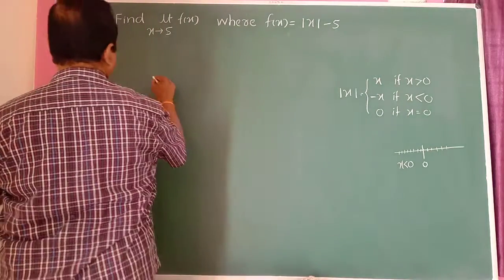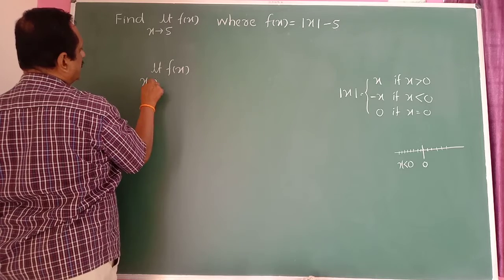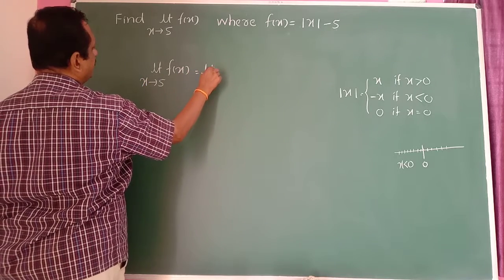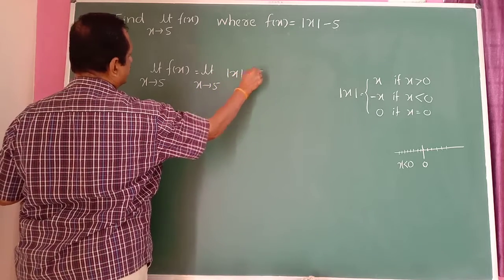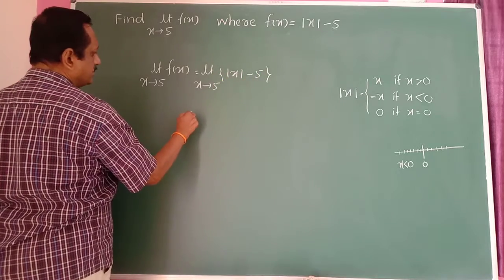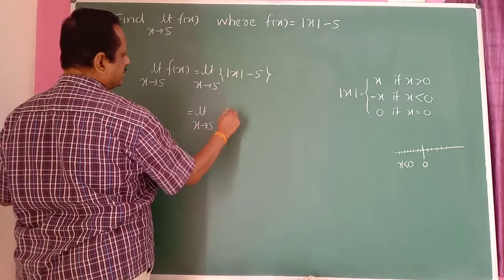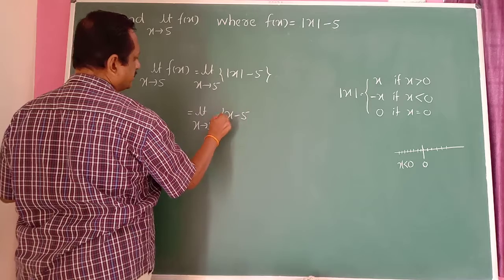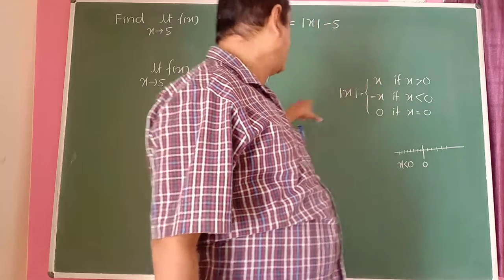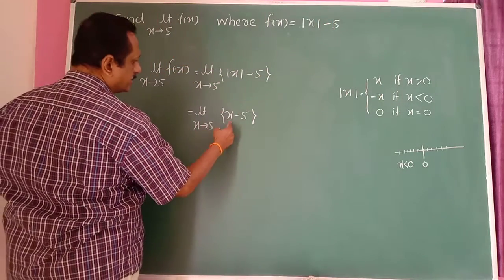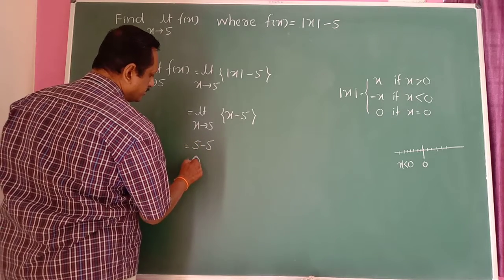Therefore, limit of f of x as x tending to 5 is equal to limit of x tending to 5 of modulus of x minus 5. Therefore this is equal to limit of x tending to 5, and modulus of x is x here, so x minus 5, because 5 is greater than 0, therefore take this function here. Directly substitute 5 here, therefore 5 minus 5 becomes 0, so 0 is the answer here.